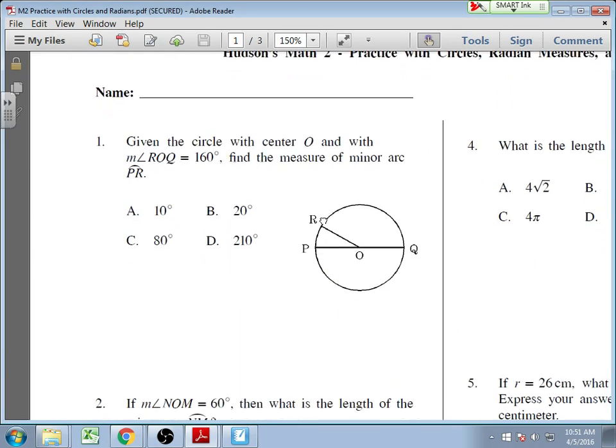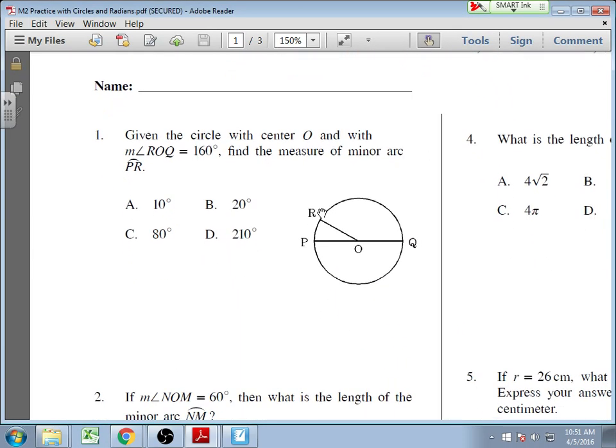Which one's the next one? Should just be the next stack of things. Should say Hudson's practice with circles, and yeah. Not dead, but left. Dead. Left. Yeah, Mr. Hudson.